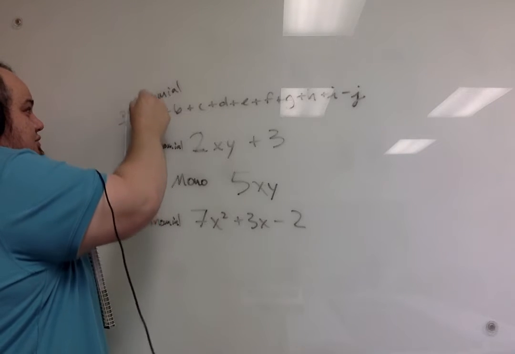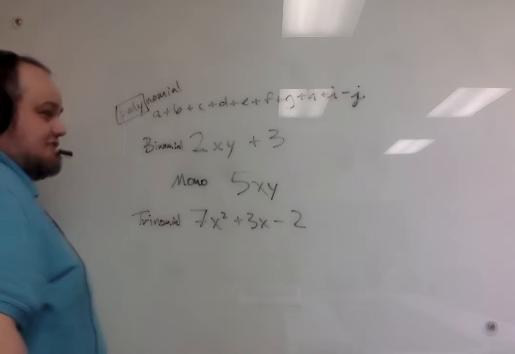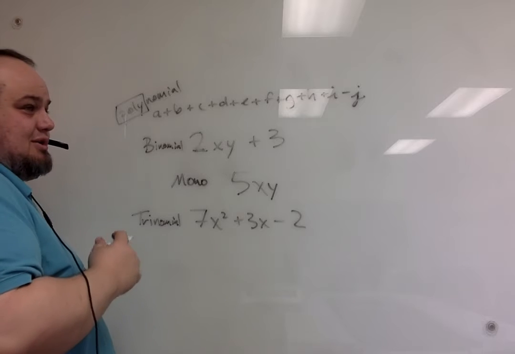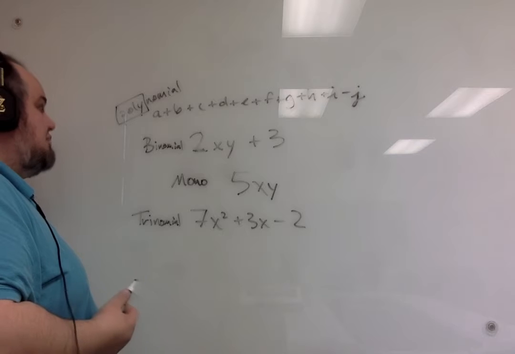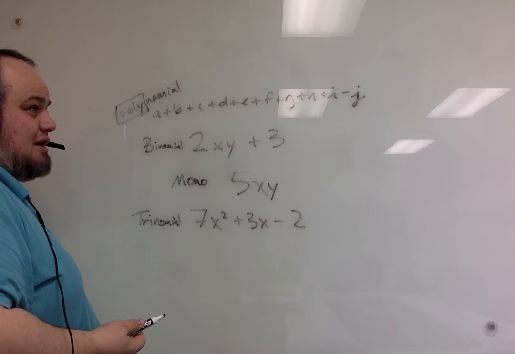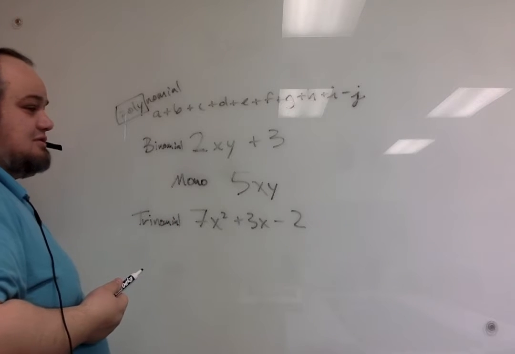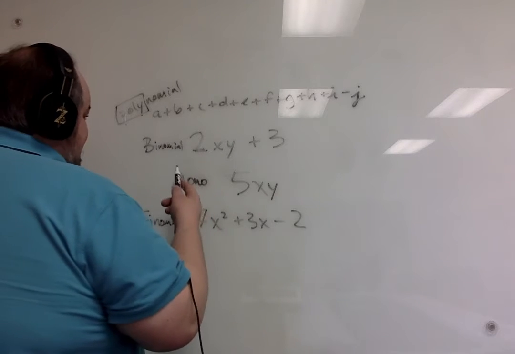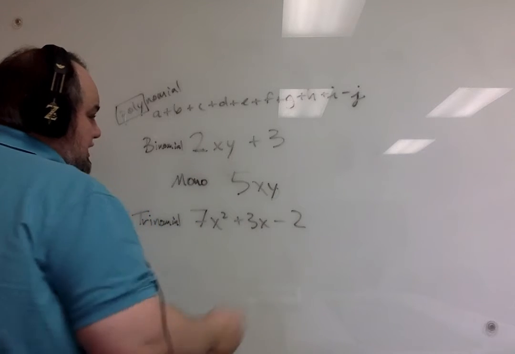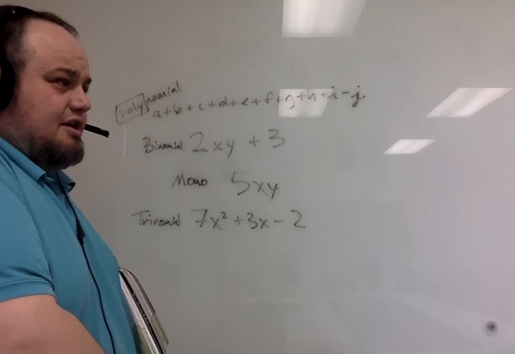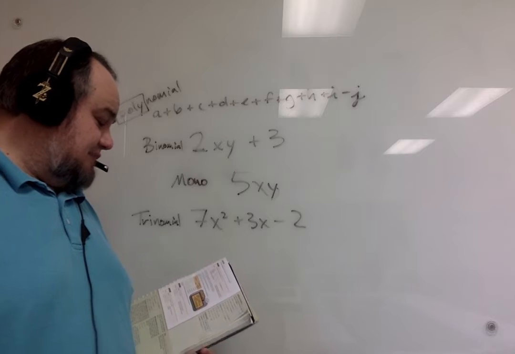Now poly, the root of this prefix here, means many. So all of these are polynomials. A binomial is a type of polynomial. A monomial is a type of polynomial. A trinomial is a type of polynomial. So you could broadly classify these as polynomials. But if you're trying to be more specific, then you could say this is a monomial, a binomial, a trinomial. Those classifications are more specific, and you want to be more specific if possible.